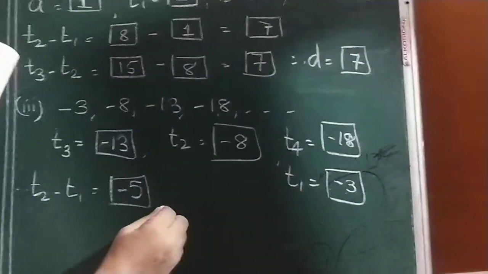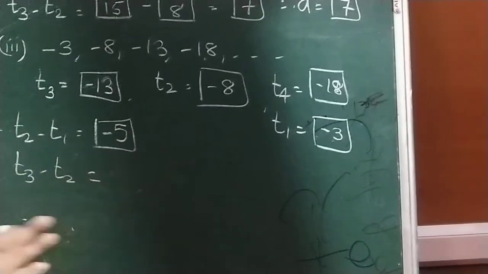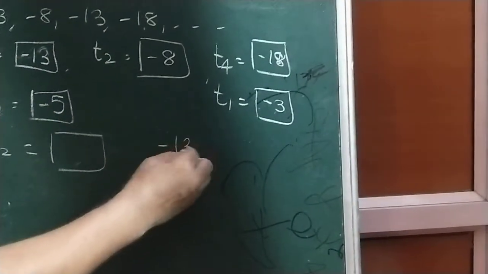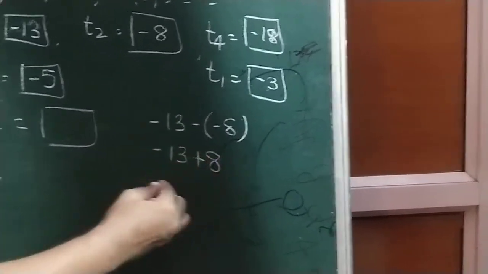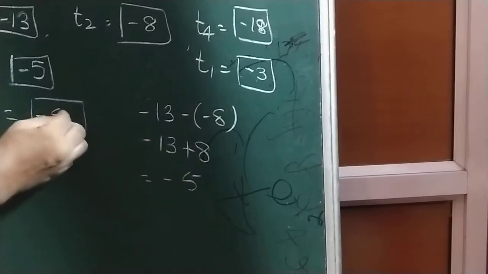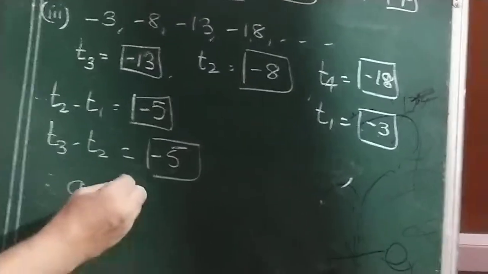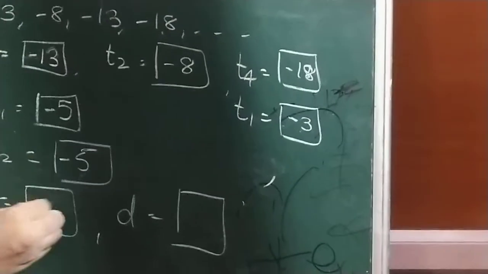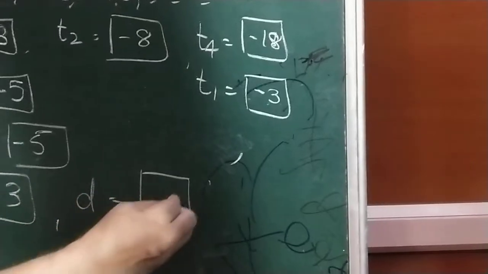Minus 5. Okay. Then they ask T3 minus T2. Again the same answer, because the difference is the same. What is T3 minus T2? Look here, minus 13 and minus 8. Minus minus plus. So it becomes minus 5. Same. Therefore A is equal to box, D is equal to box. A means first term, so minus 3, and difference is T2 minus T1, so it is minus 5.